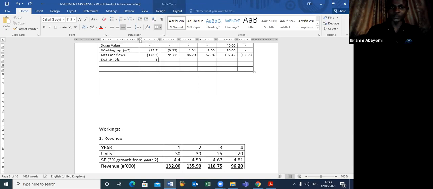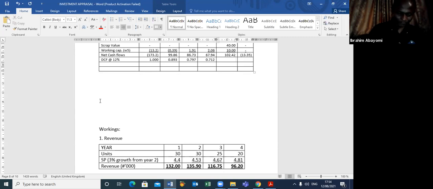At 12%, year 0 is 1.000. Year 1: 1.12 raised to power minus 1 is 0.893. Then raised to power minus 2 is 0.797. Raised to power minus 3 is 0.712.